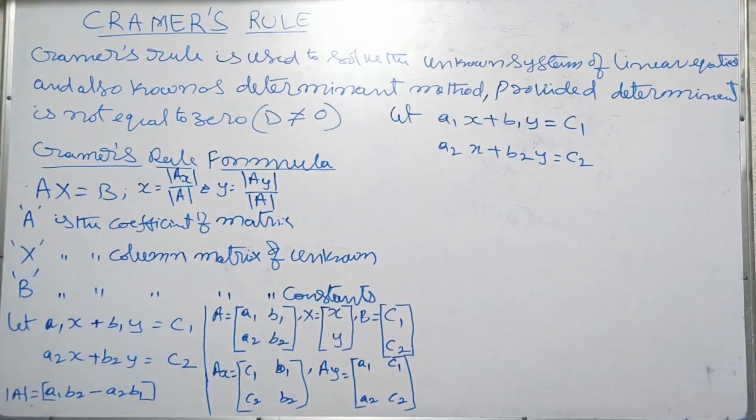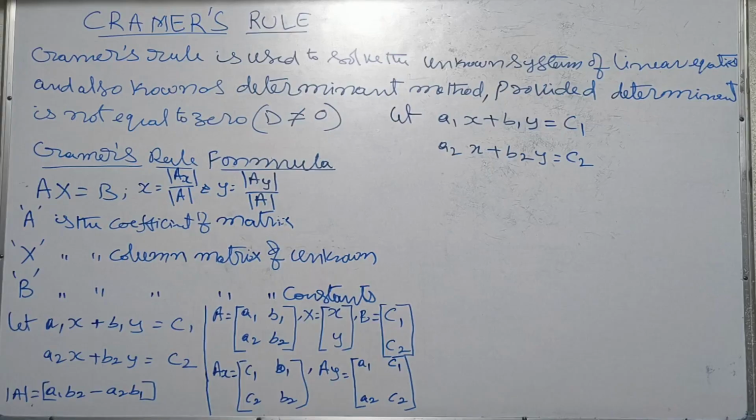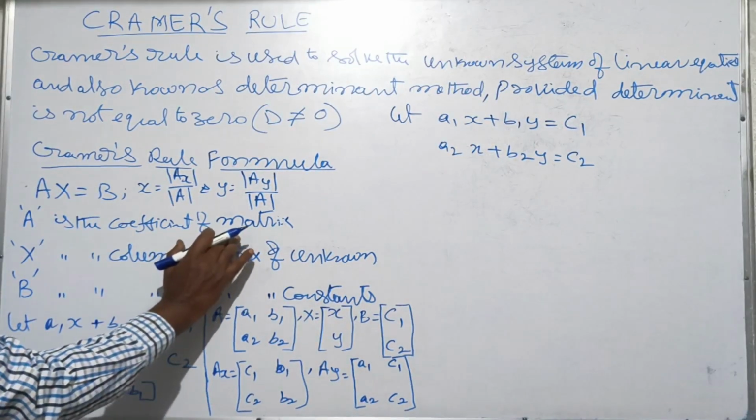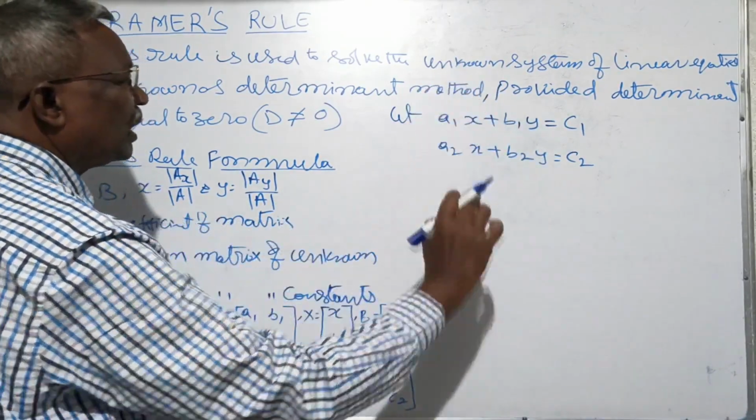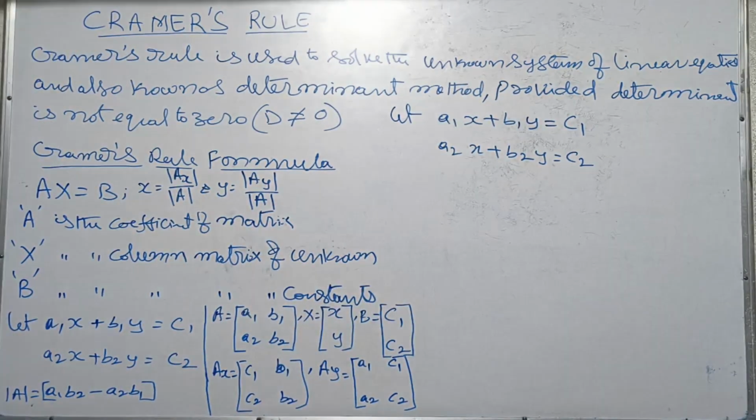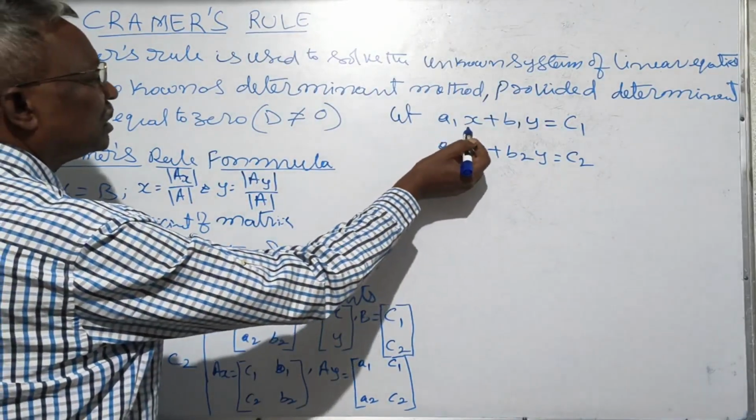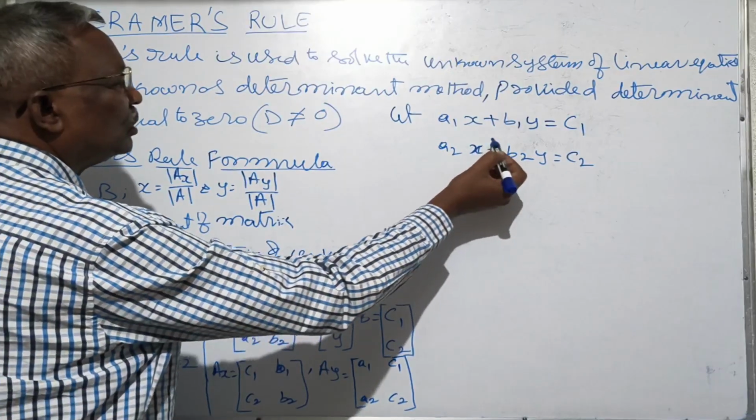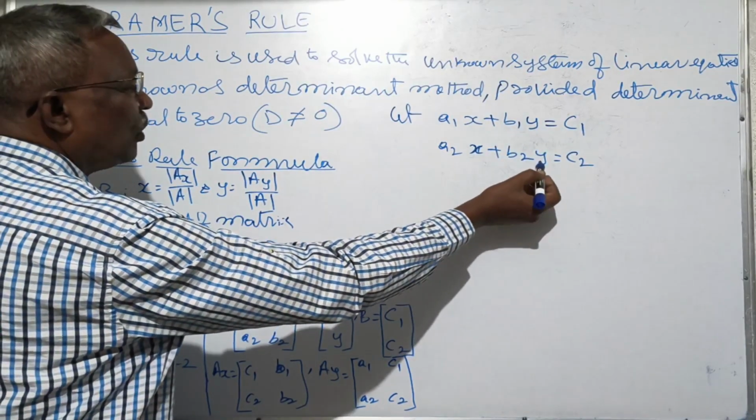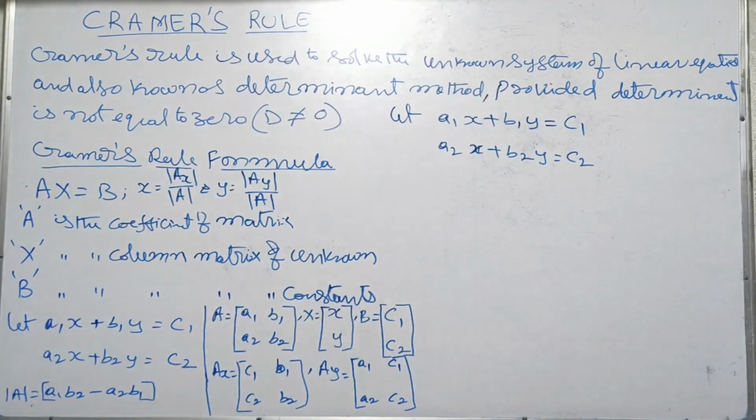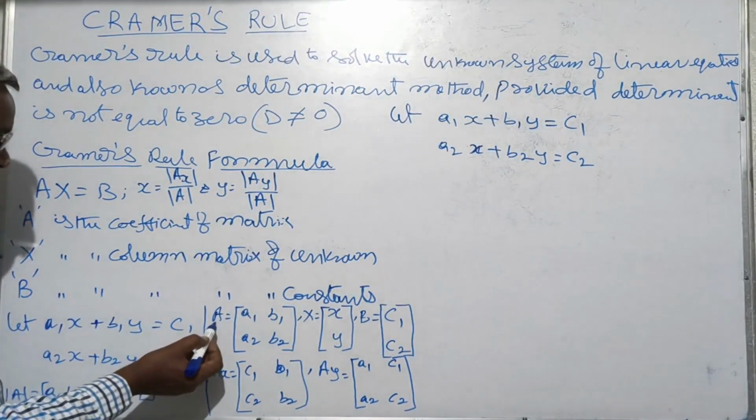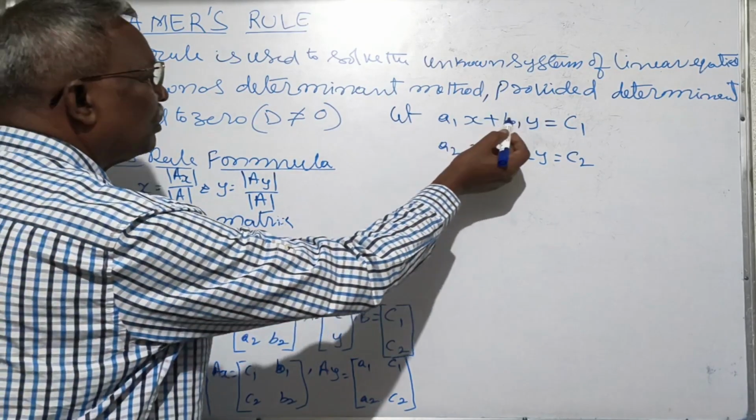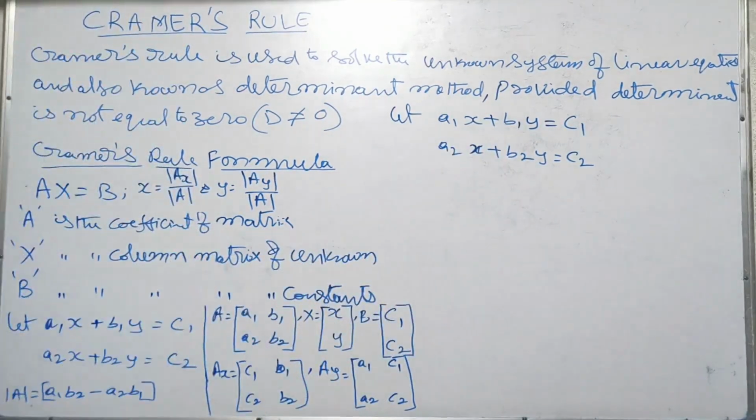Next, first we will convert it to the form of a matrix. As per Cramer's rule, matrix A is the matrix of coefficients of the variables. The x coefficients are a1 and a2, and the y coefficients are b1 and b2. That is, matrix A is equal to a1 b1, a2 b2.